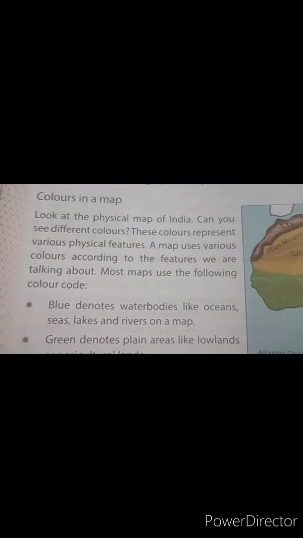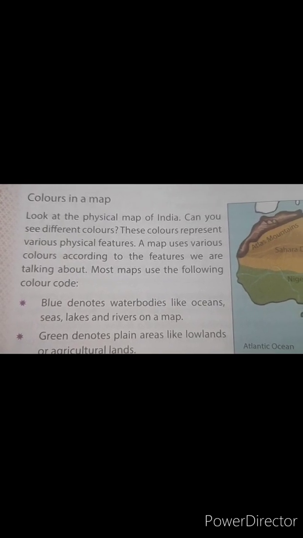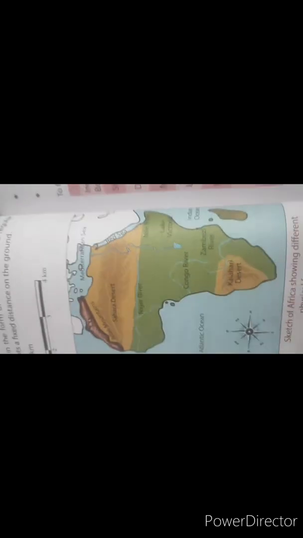So look at the physical map of India. Can you see different colors? These colors represent various physical features. As you can see here in this picture, different colors are there. Here it's brown, here it's dark brown, here it's green, again brown, and somewhere blue lines are there. So on a physical map, you will find different colors.